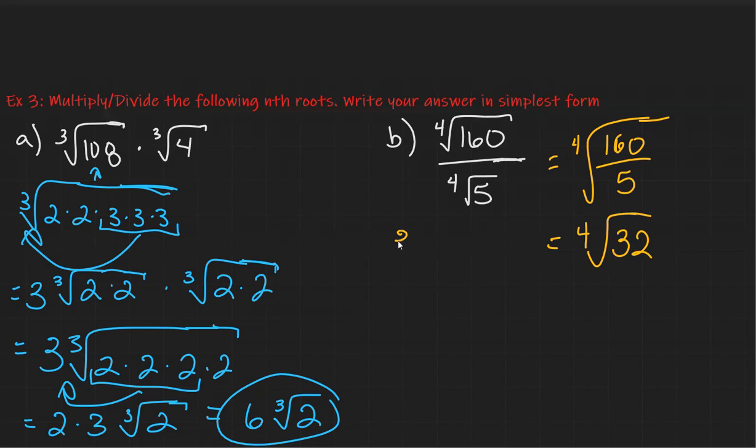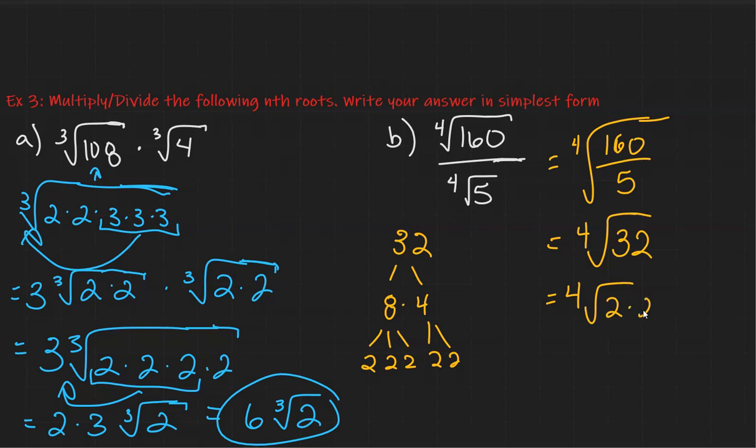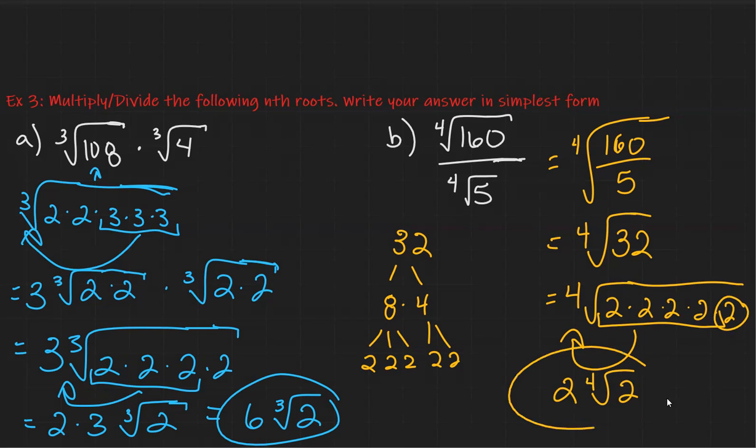What's 32 factored down to? Well, that we know is 8 times 4. And we know 8 is actually 3 2's, and 4 is 2 2's. So I have the fourth root of 2 times 2 times 2 times 2 times 2. How many quadruplets do I have? I have one quadruplet of 2's. So that comes out as a 2, and I have left the fourth root of this singular 2. So that's my answer.